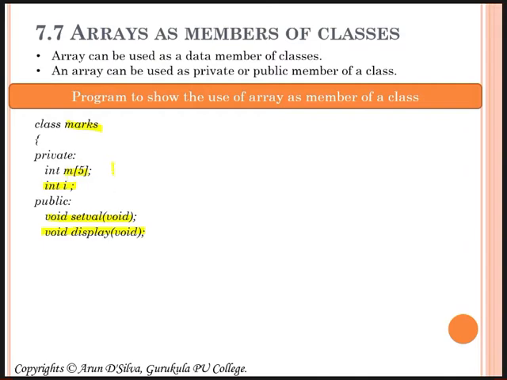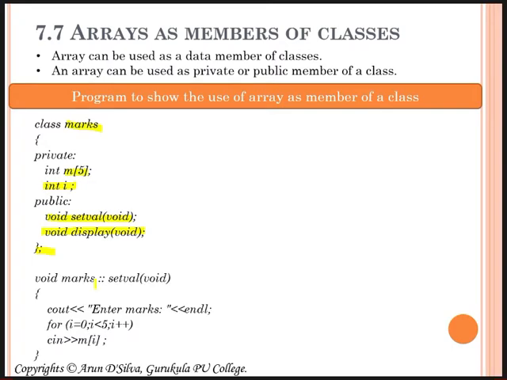Now this array data can be accessed only within this class, not outside this class. I've closed this class, and I've defined the member function outside the class, that way: void, class name, scope resolution operator, and then the function name, that is setval, and the arguments void. I opened this function body.